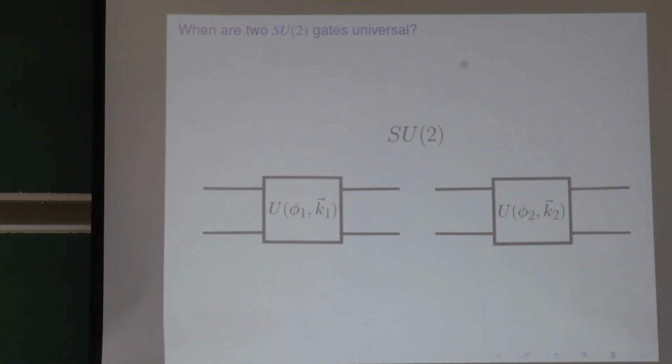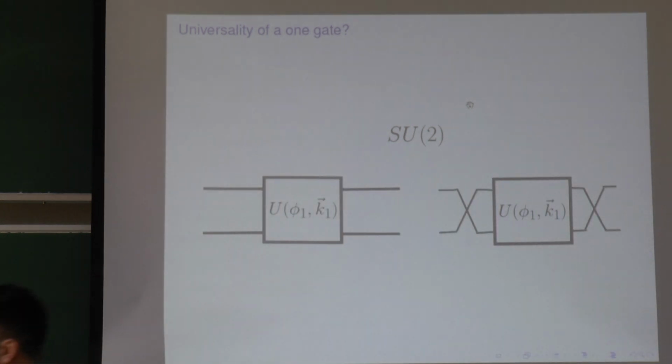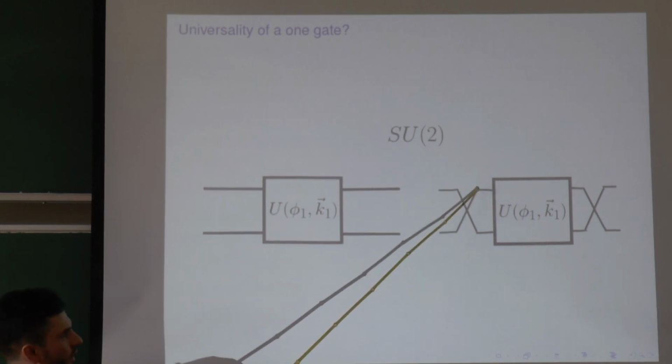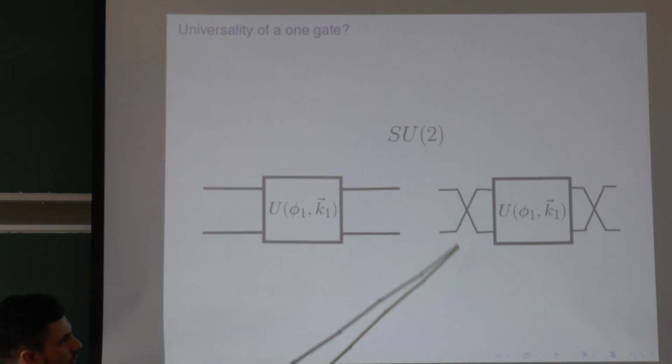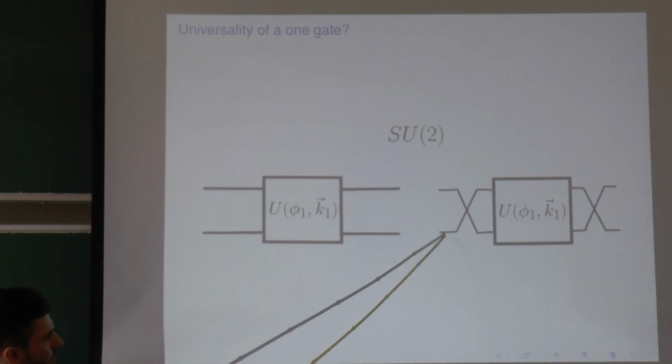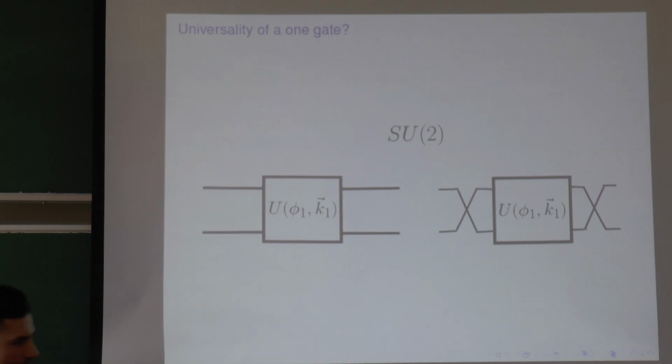However, you can actually use one gate if you take it, and then you take the same gate with modes permuted. So the first mode becomes the second, and the second becomes the first.